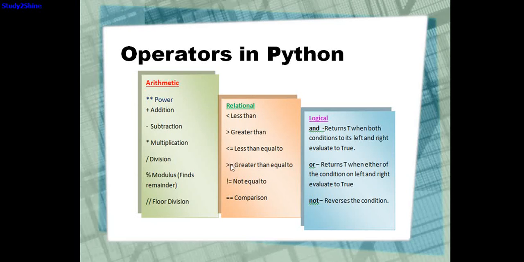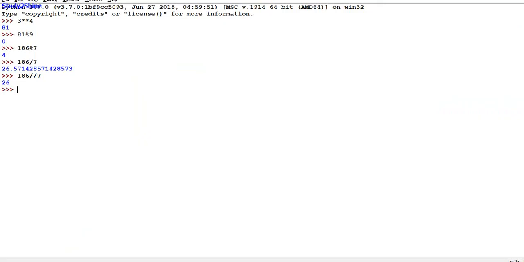Less than, greater than, less than or equal to, greater than or equal to, not equal to, and comparison. So let's just write 3 > 4. Is 3 greater than 4? No. Is 4 greater than 3? Yes. But you should notice that the output is False or True.